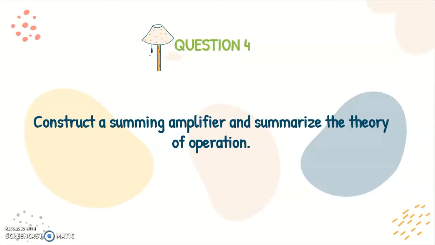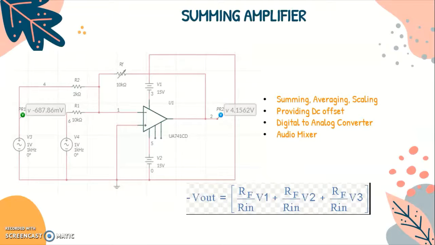Question 4. Construct a summing amplifier and then summarize the theory of operation. A summing amplifier can be used for the operation of addition, averaging, as well as scaling. Apart from that, it can also be used to provide a DC offset to the input signal. Likewise, this inverting summing amplifier can also be used for digital to analog conversion, and for mixing different audio signals. So, these are the different applications in which this summing amplifier can be used.